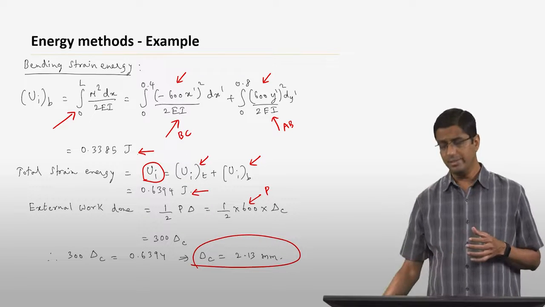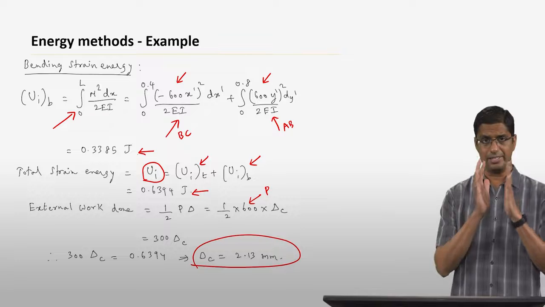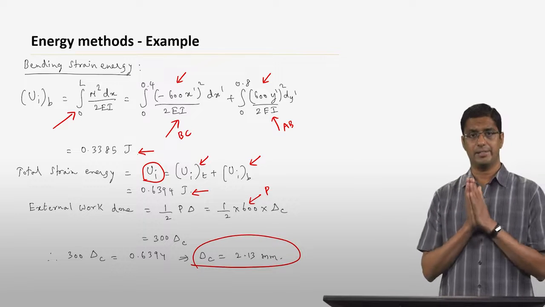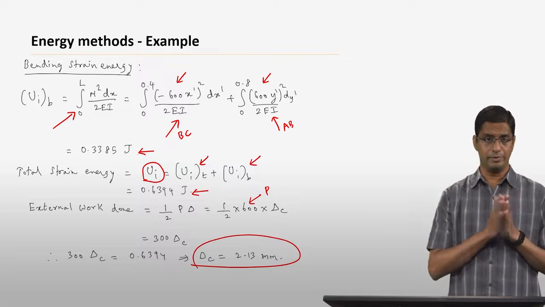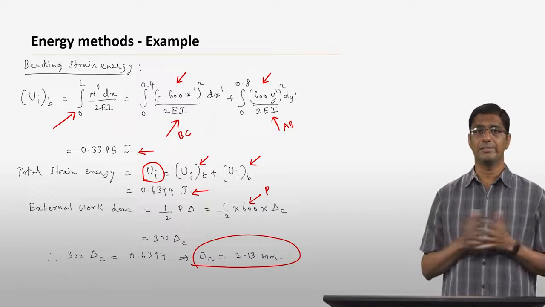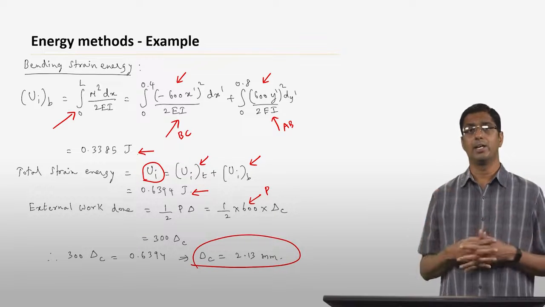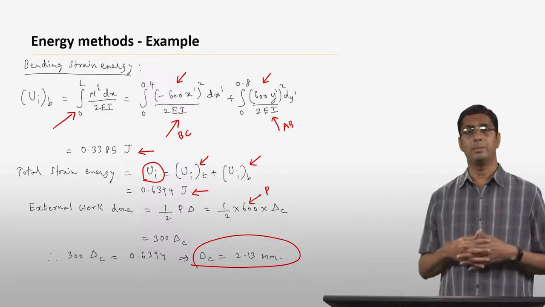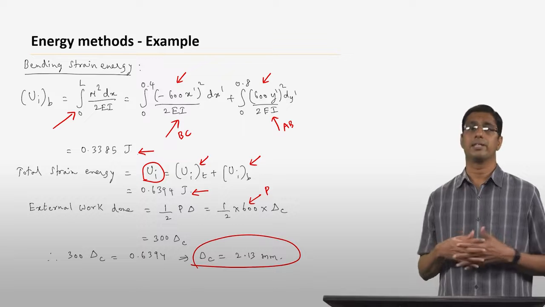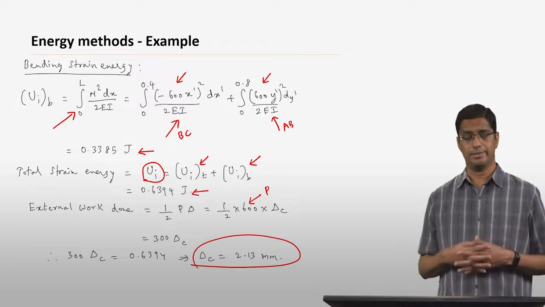So in this case, what we have done is we take the strain energy in the structure, we calculated that, we found out what is the work done by the force, we equate them, and that essentially gives us the deflection due to the force that is applied on the structure. We will look at more examples using what is called Castigliano's method in the following lectures. Thank you.